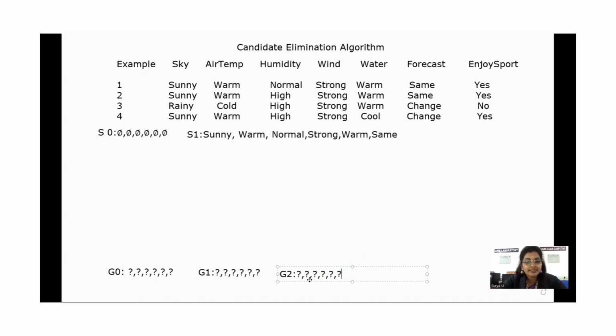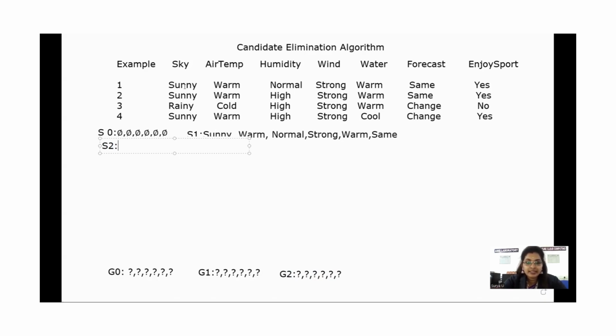Once this is over, what we have to do is move to the S value. S value is nothing but the specific hypothesis. Here I am going to move to the S value, that is your S2. Now how are you going to write your S2? You just compare your S1 value with S2. If there is any change, you change it to a question mark symbol. If both values are the same, then write it as it is.